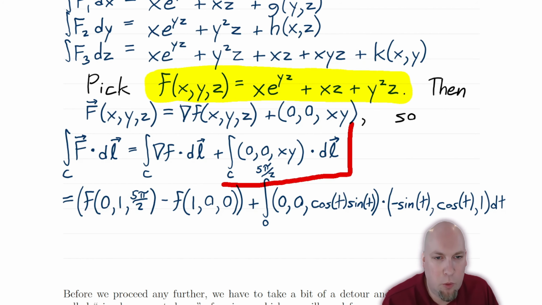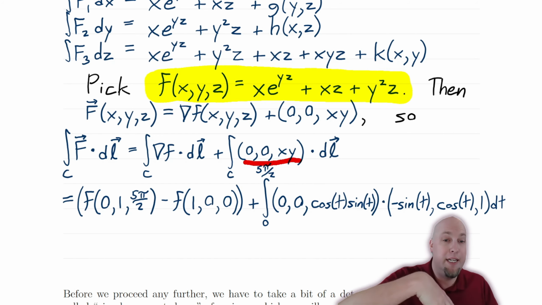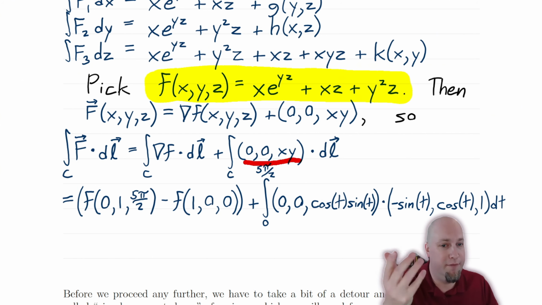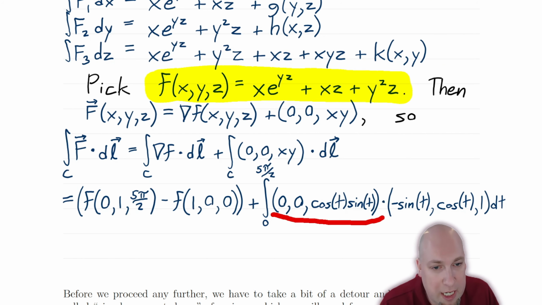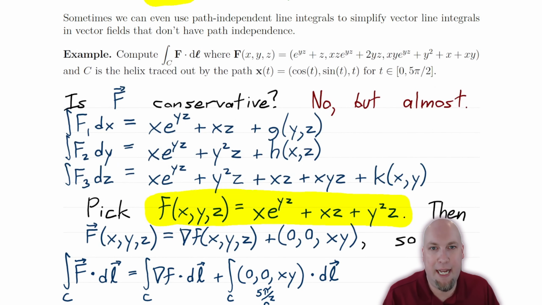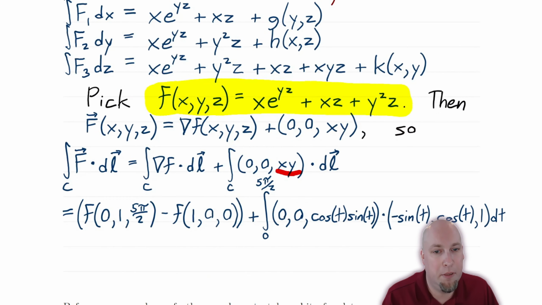For the second one, I don't have any shortcuts, but that's okay. The vector field's not too bad. So I just plug into the formula for how you compute vector line integrals. Over here, I've got big F of the path. So I'm going to go back up to my path. x is cos t, y is sine t. I plug those in here, and I get 0, 0, cos t sine t.